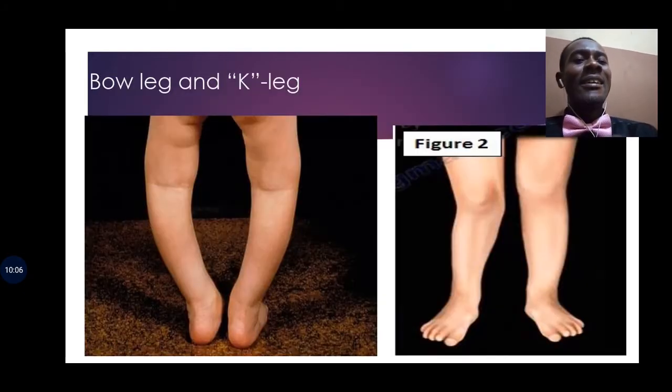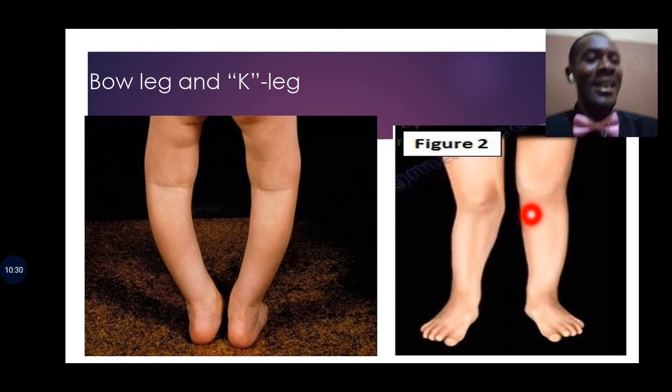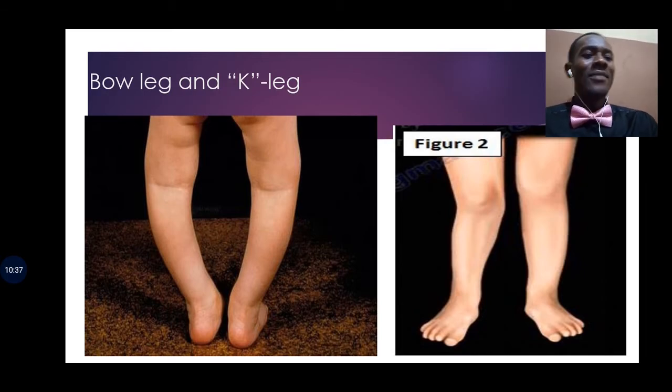Now the next slide is going to show you the bow leg I told you about, or the K-leg that it can cause. The popular ones we know are the K-legs and the bow legs. Now look at this child on the left side of your screen. You can see that the legs are not straightened. They are in a bow shape. And then this particular patient is also suffering from K-leg as a result of lack of vitamin D. So lack of vitamin D causes all these skeletal deformities.